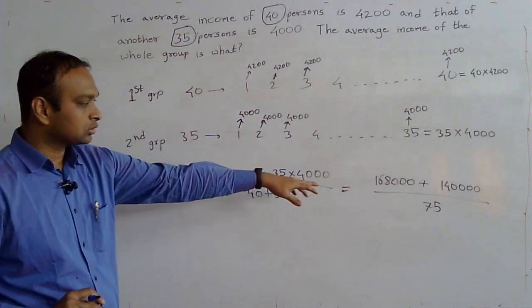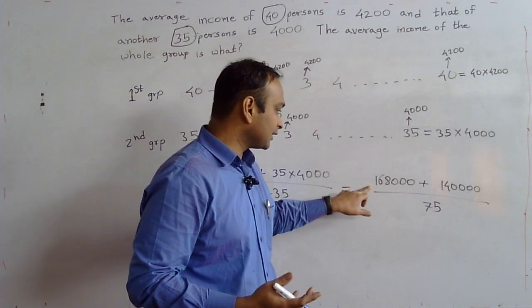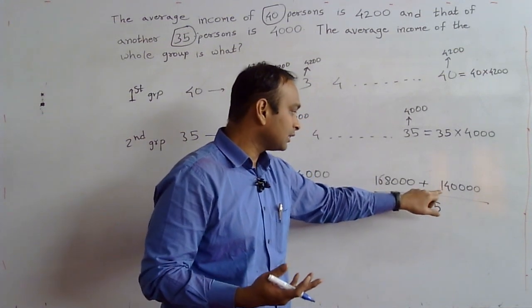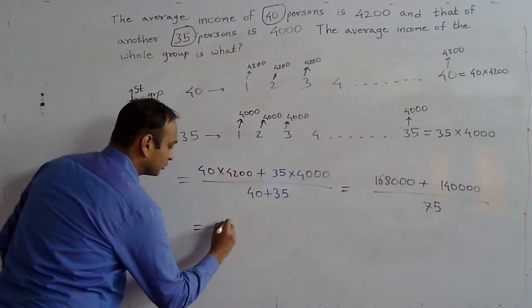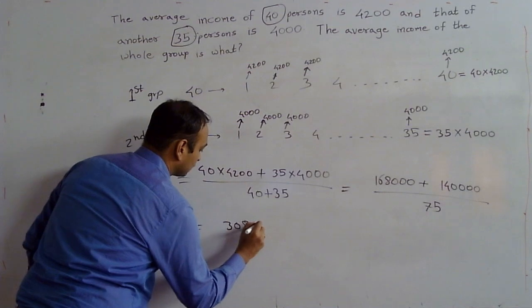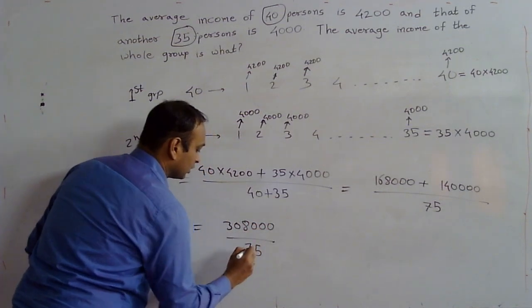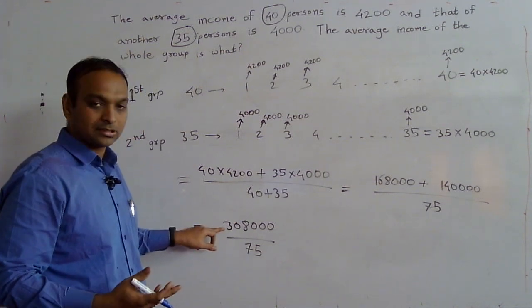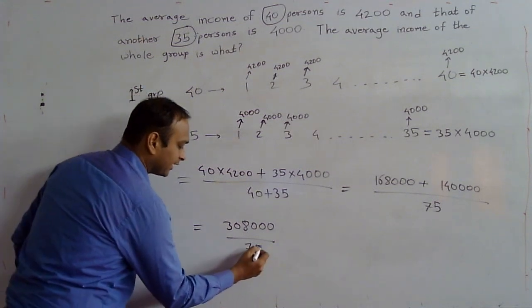Then adding both, 160 plus 140 we can do, that is easy. 160 plus 40 is 200, 200 plus 100 is 300, so 308, and 3 zeros will be as it is. So 308 with 3 zeros, divided by 75. Now if you know the table of 75, you can directly divide by this number, or you may go step by step. For example, let's divide it by 5.